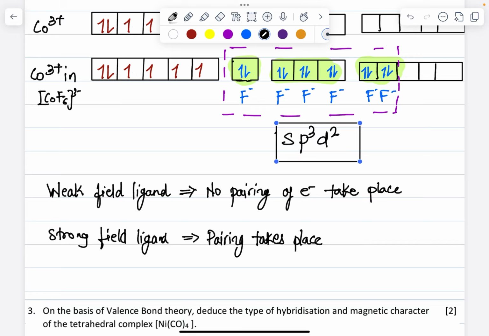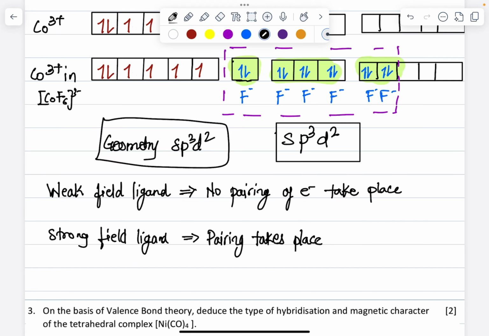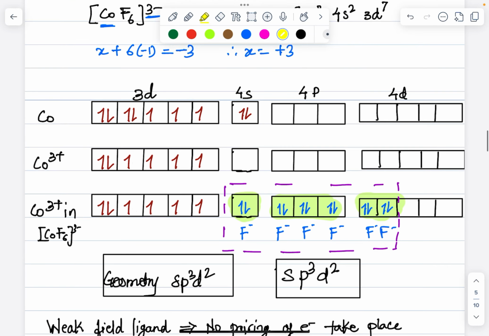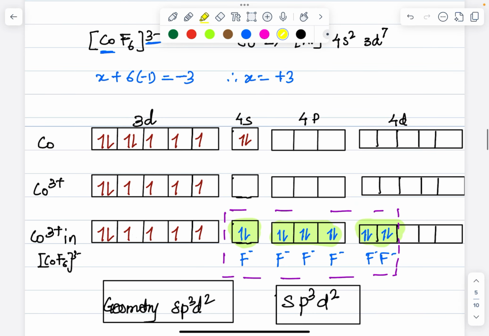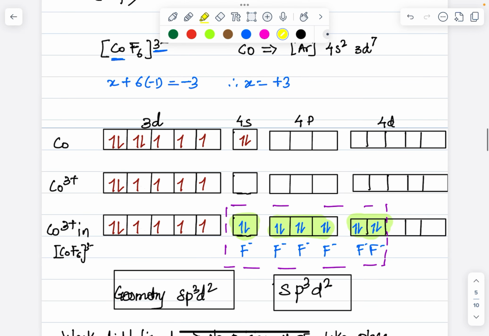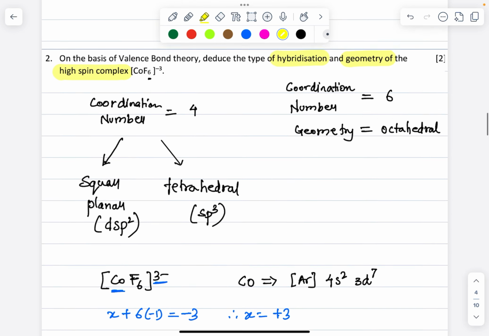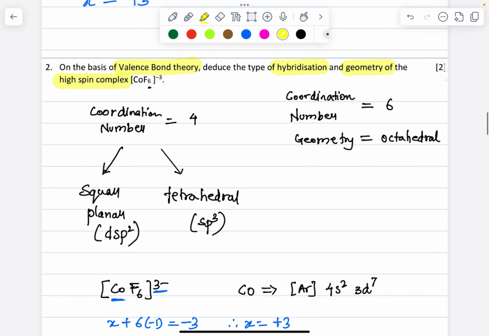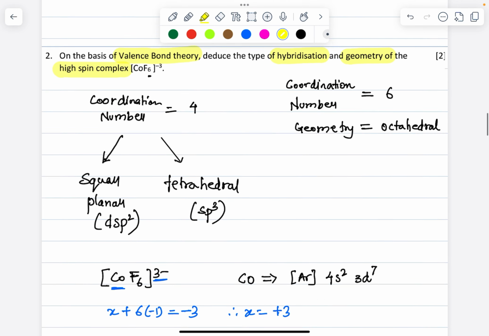And obviously the geometry is what? Geometry is octahedral, sp3d2. Okay, so finally what you are writing is all this workout, showing how you have got this. Simply writing the answer, you won't get the marks, because they have mentioned clearly over here: on the basis of valence bond theory, deduce the hybridization and geometry of the high spin complex.